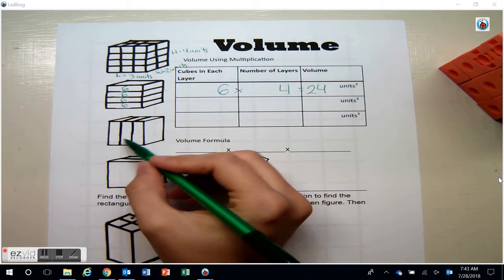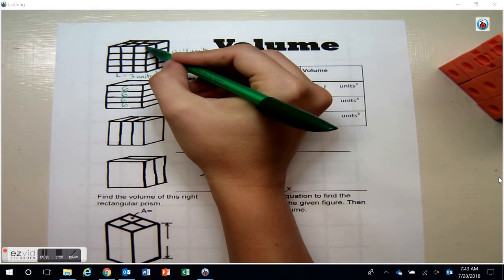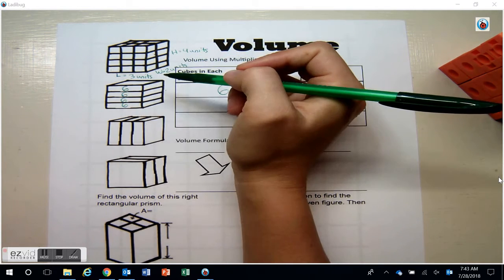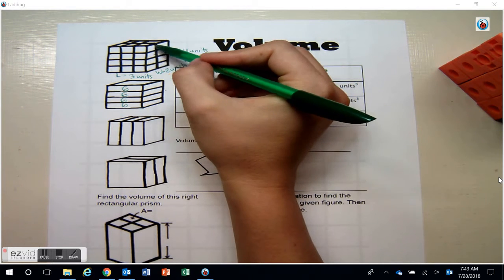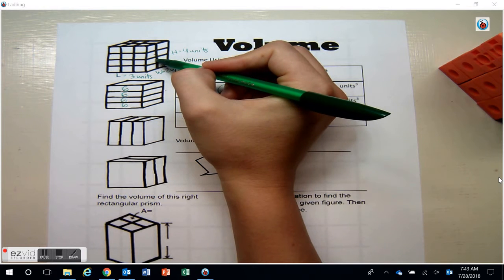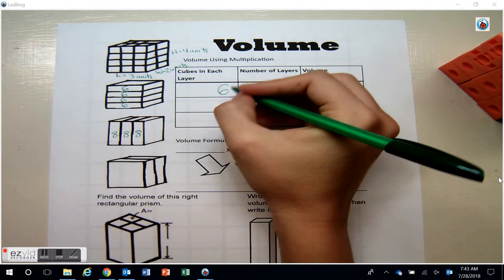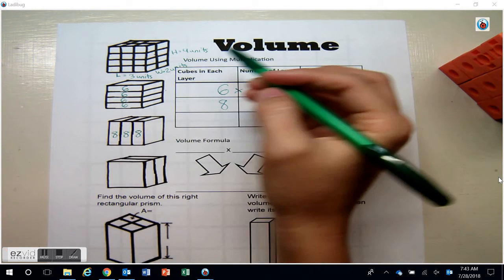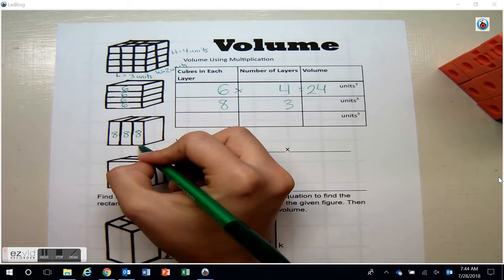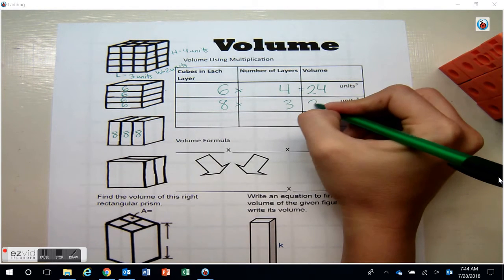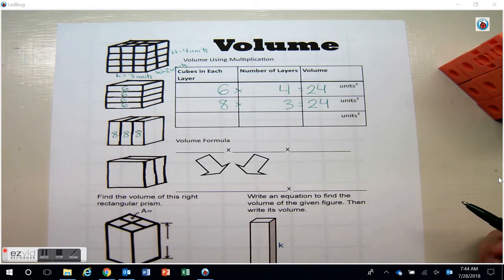Let's look at this one that's split up like bread slices, partitioned like bread slices. And so we're looking at these layers here. How many cubes are in this layer? Well, in this layer, we have 1, 2, 3, 4, 5, 6, 7, 8 cubes in each layer, and we have 1, 2, 3 layers. Again, 8 plus 8 plus 8, or 8 times 3, gives us those 24 units cubed, or cubic units.